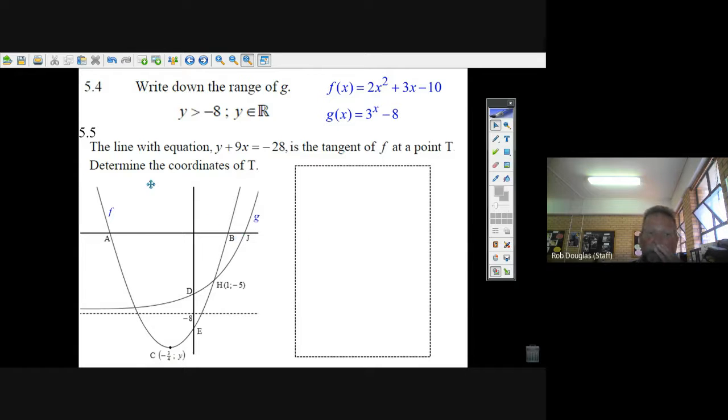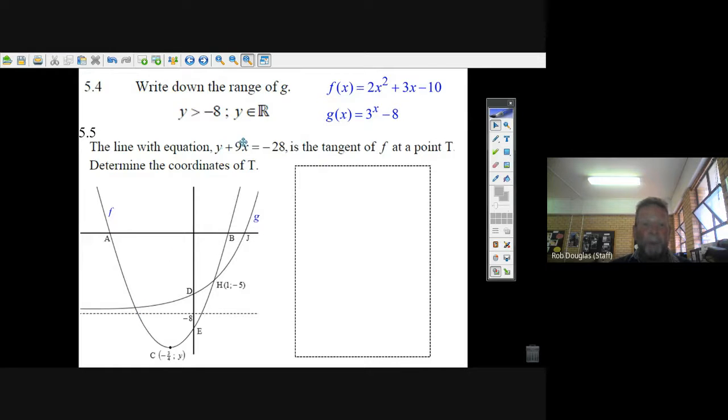Now, the next question: there are two different ways of doing this. I never even thought of the second way until I looked in the memo, but let's just try it. There's a line that has this equation, y plus 9x equals -28. It's the tangent of f. So it's a line that touches this parabola in one place, somewhere along here. The problem is they want you to determine the coordinates of T.